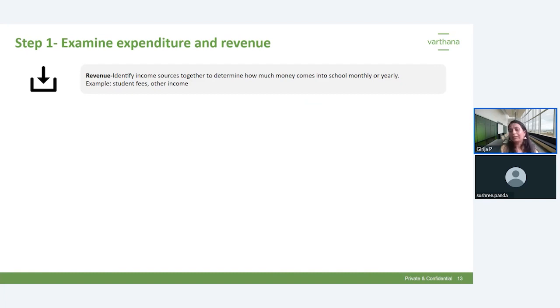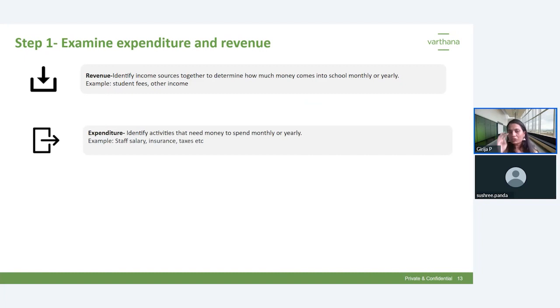That is the school's revenue. Another is the expenditure. On which activities are schools spending money on a monthly and daily basis to keep the school functioning? For example, you are giving salaries to the staff, and paying insurance and taxes. These are your expenditure, and on these activities you are spending money. So it is very important to identify and examine this revenue and expenditure.